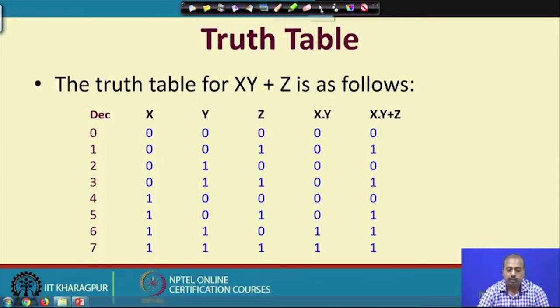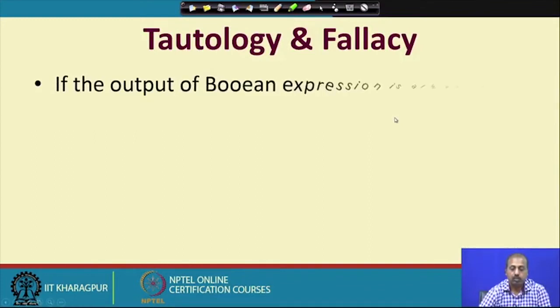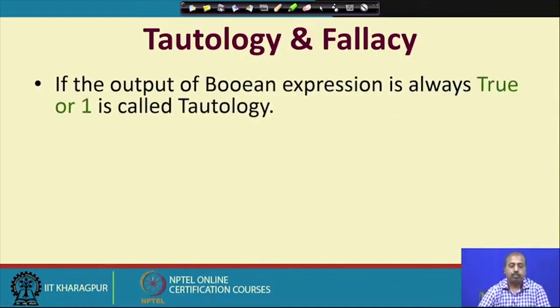Next, we will be coming across 2 terms, one is called tautology, another is called fallacy. Sometimes the outcome of a Boolean expression is always true, and it is called a tautology. For example, if I say that we are going through the digital circuits course now, that is always true. But if we say that we are not talking about tautology or Boolean algebra now, that is always a false statement, because at present we are talking about it.